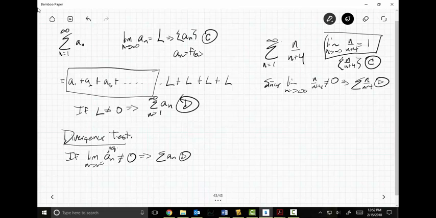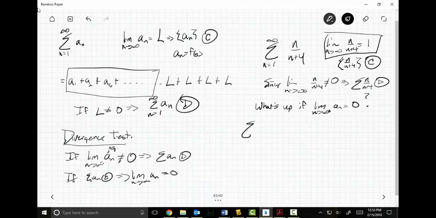Okay? Now, here's my question. If the limit as n goes to infinity of a sub n equals 0, what happens? Does that guarantee that the series converges? We know that if it doesn't equal 0, then it's going to diverge, which means the contrapositive is: if the sum of a sub n converges, then this implies that the limit as n goes to infinity of a sub n must equal 0. Remember from contraposition, from your logic: not this implies not converging, which is equivalent to saying converges implies this, so it has to equal 0.